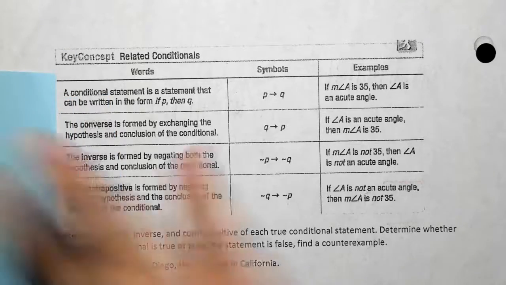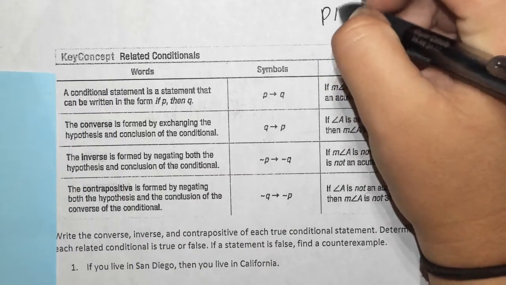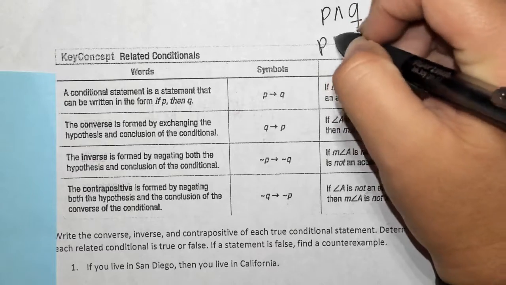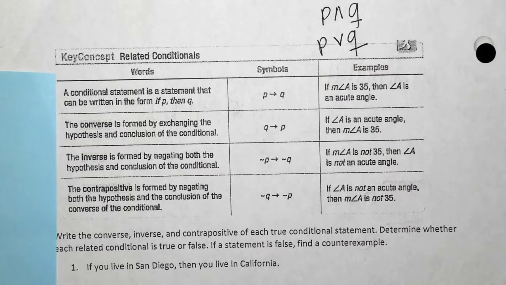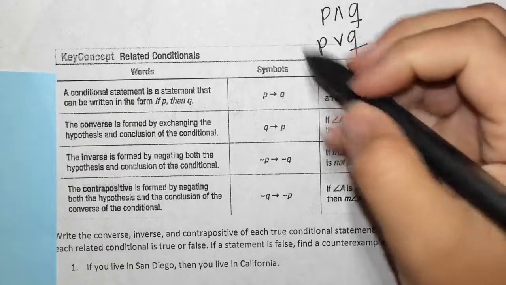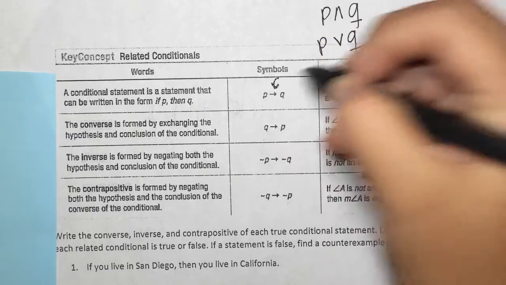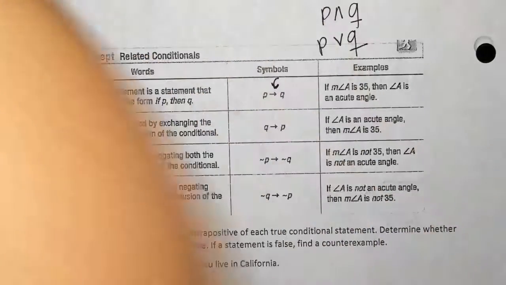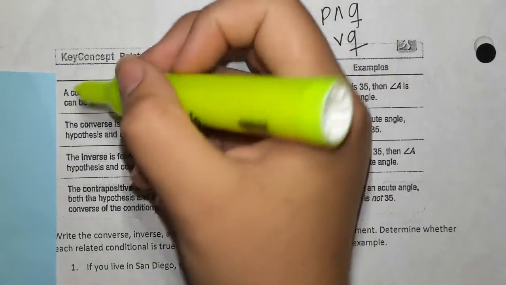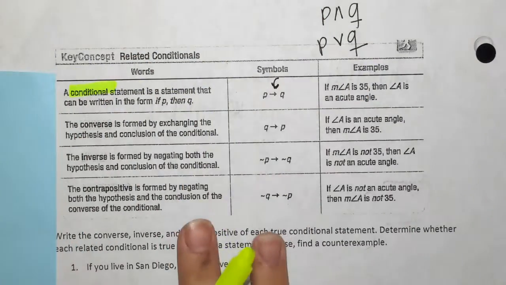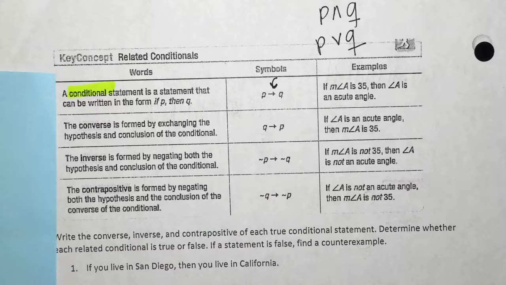We have been writing our statements with symbols like P and Q or P or Q. However, now I'm going to introduce a different symbol. Do you see this arrow? This is called a conditional. So either underline, highlight, or something to this word. It's called a conditional.